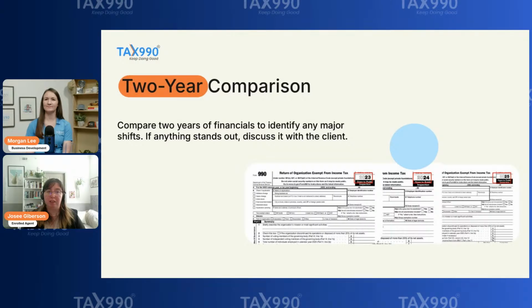So a 2-year comparison is another great tool to have in your toolbox. It's perfectly fine to have major changes from prior years, but you want to make sure that there's an explanation for them. While the financials are a big part of this, it's also a good opportunity to check back on narratives. The officers are a big one, and then policy changes too. So if anything stands out to you, make sure that you bring it up with the client.